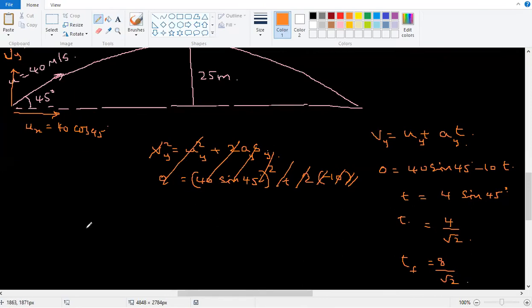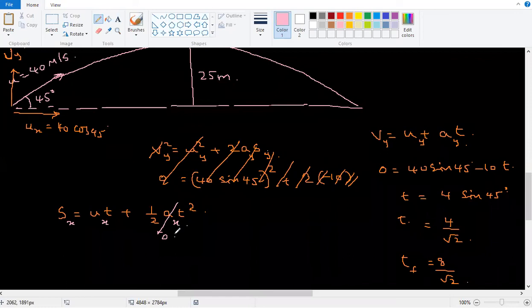To find this distance, I will say s is equal to ut plus half at square. You know that this is for the x direction. And acceleration in the x direction? Anybody pulling it in the x direction? No, sir. Zero. So this will become 0. Sx is what they are asking you to find, the range, which is this distance. Ux is 40 cos 45. And the time taken is the total time, the time of flight, which is 8 by root 2.